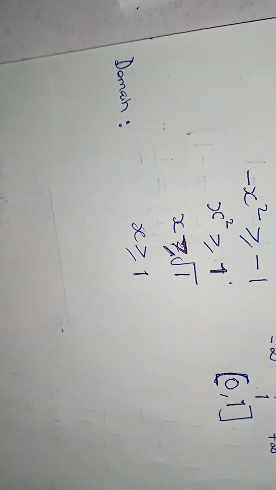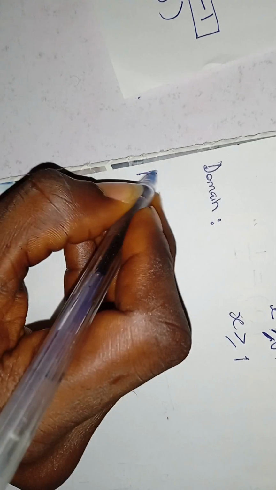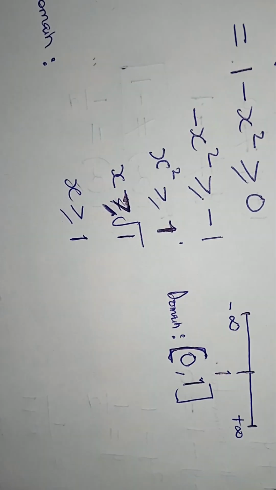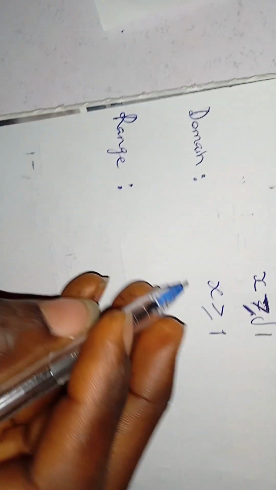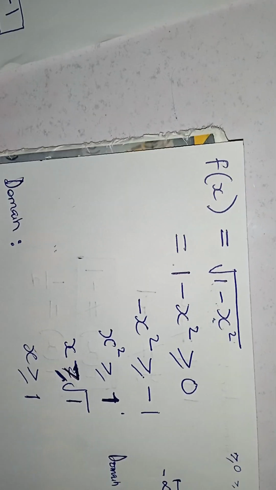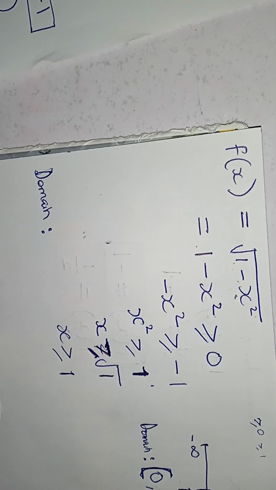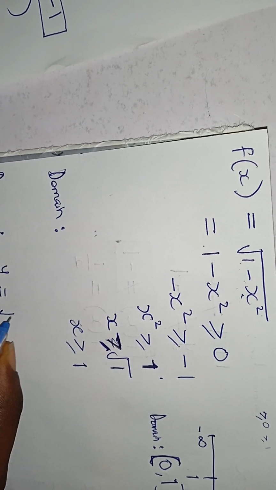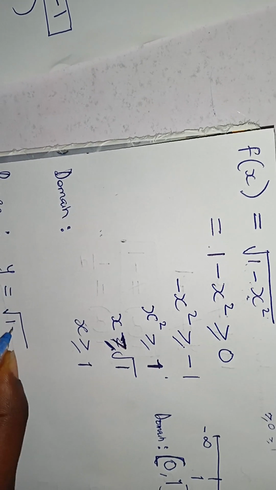So let's find the range. For the range, we use the same formula I taught you. To find your range, remember that f of x is equal to y, and remember that what you have here is the square root of 1 minus x squared.